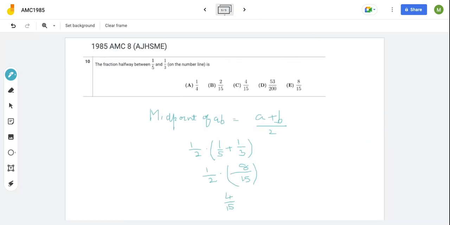Fraction halfway between 1/5 and 1/3, and look at this carefully on the number line is. Now this is a confusing terminology, right? And just by looking at this question, you'll think that this is 3, this is 5. So obviously the answer will be 1/4, which is this. Okay, but this is a tricky question. The answer is not 1/4.